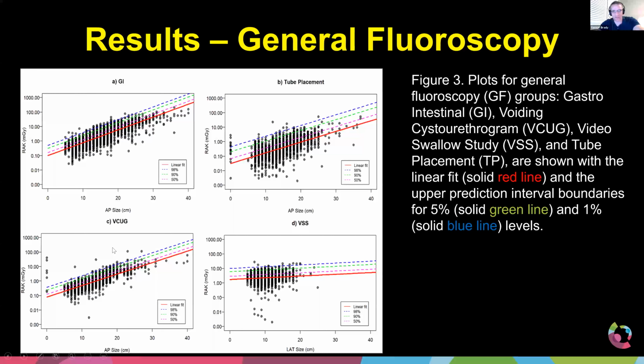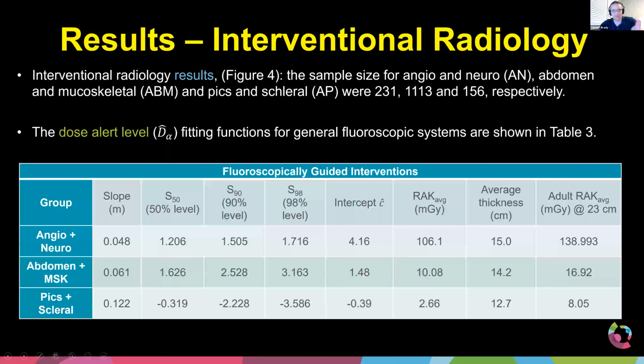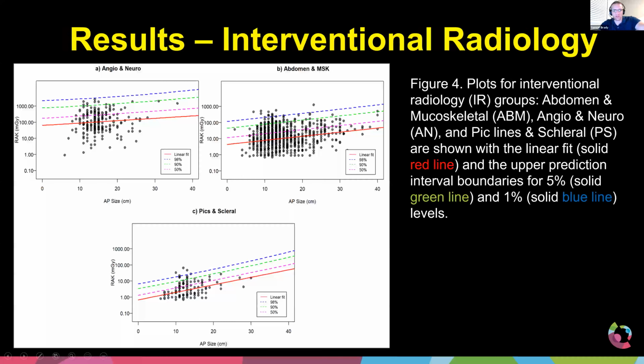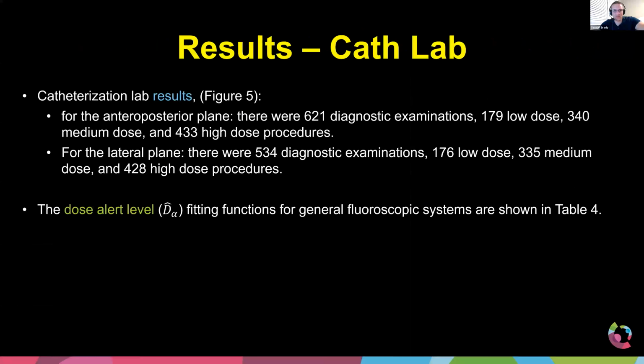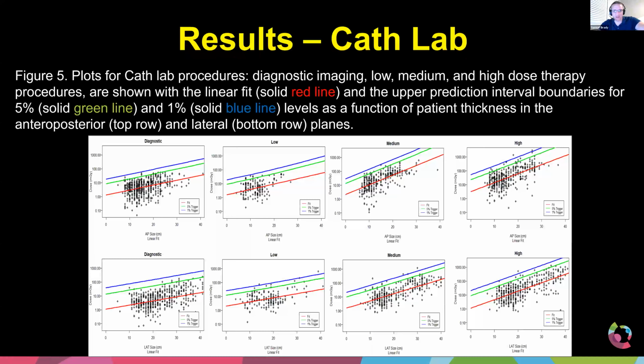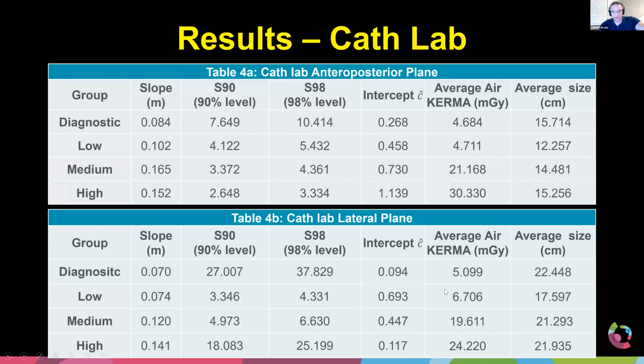I'm not going through every slide because every slide is basically the same thing, just for every different machine. For the interventional, we have the angio and neuro procedures, abdomen and MSK, and then our really low dose procedures like PICC line procedures. And here's the data from that. And then cath lab, same thing. We have the diagnostic imaging we do in the cath lab, and then the low, medium, and high. And here are your, quote unquote, low, medium, and high procedures and all the fitting functions.